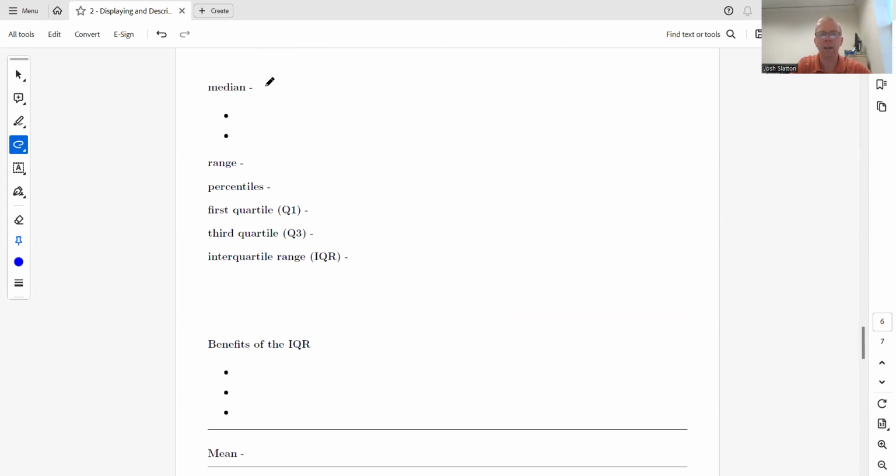So the median is the center of the data. With quantitative data, they're all numerical, so you can line them up numerically, and then whatever the middle data point is, that's the median. So half the data are below the median, and I won't write it down, but we could also say that half the data are above the median.